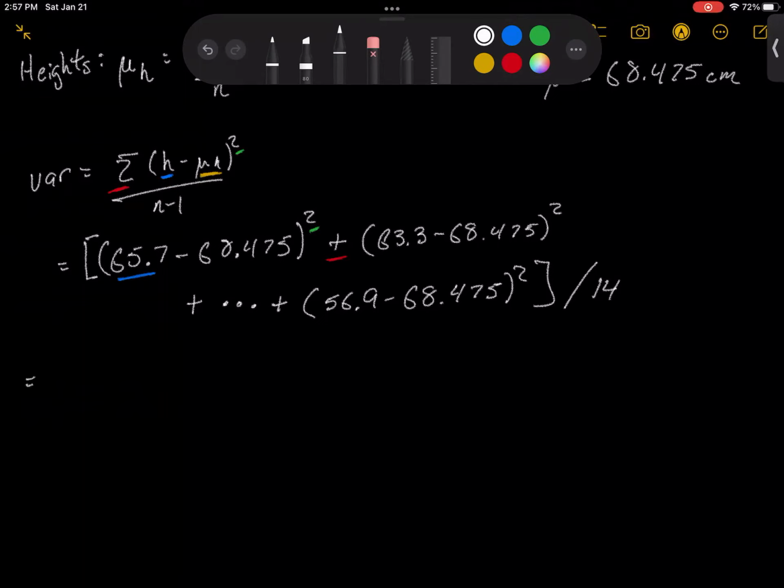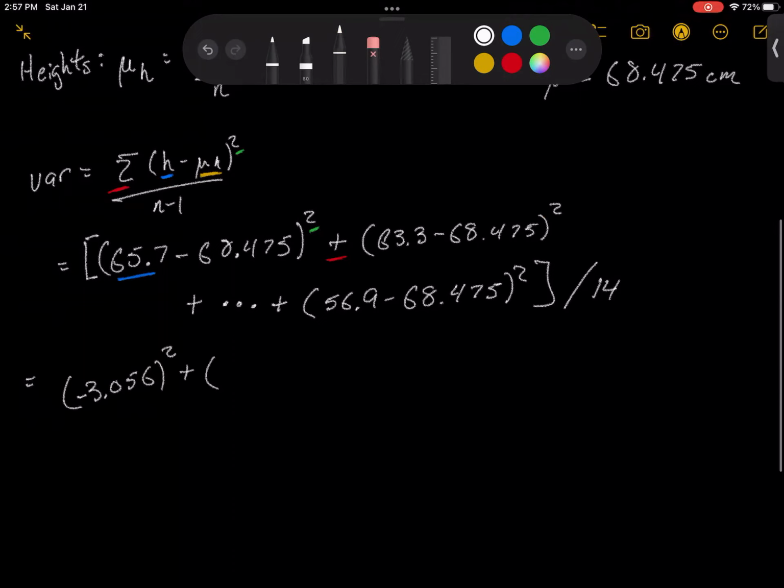So let's chase this algebra down. The order of operations says that I first have to figure out what these differences are before I square them. So let's find those differences. The first difference, the distance between my first height, 65.7, and the average of 68.475 is minus 3.056. I'll take that distance and I'll square it.